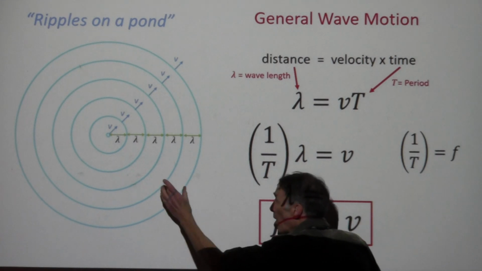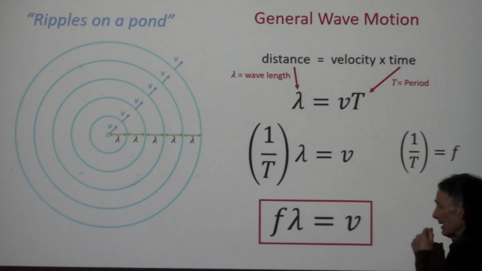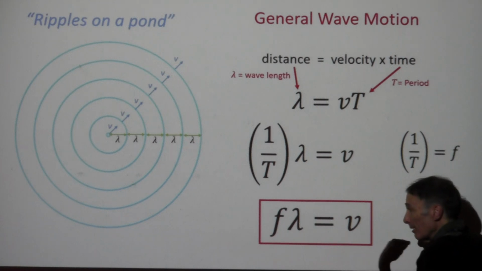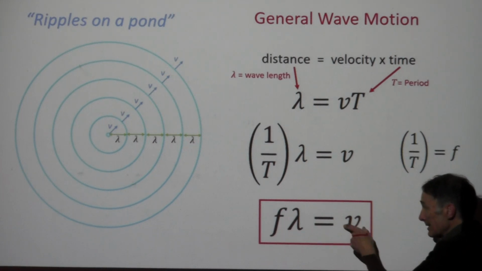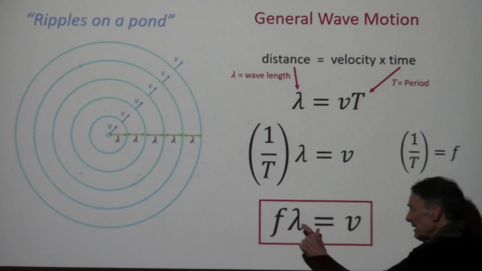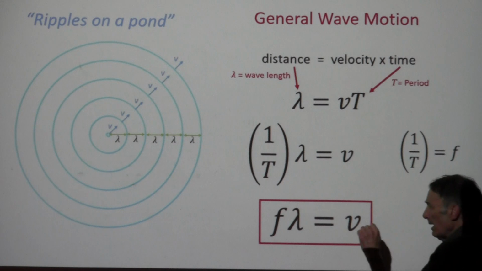If it's a water wave, ripples on the pond, that's one velocity. If it's the speed of sound, it's another velocity. If it's the wave velocity of a string, it's that. So this is really media dependent. And these two, frequency and wavelength, are really reciprocals of one another if you think about it.